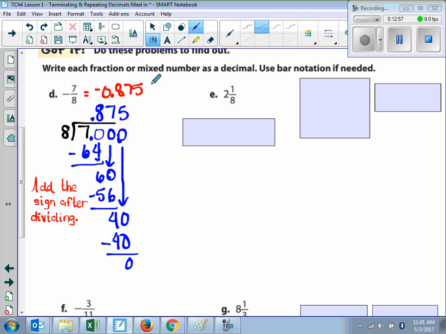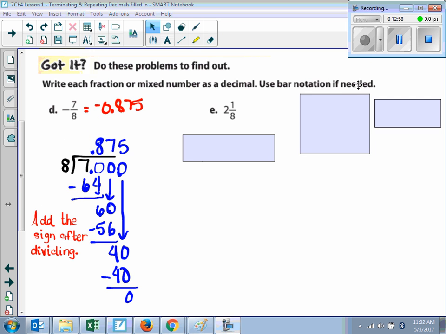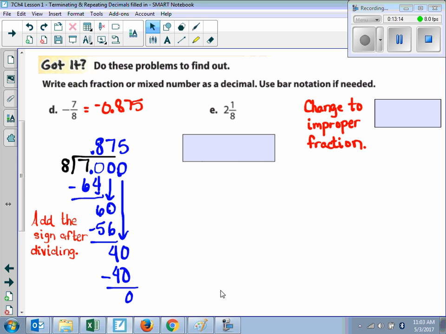So for the next one here, we have 2 1/8. Okay. So for 2 1/8, the way we're going to deal with the mixed numbers is we can change this to an improper fraction. You guys remember how to change a mixed number to an improper fraction? All right. So we have 8 times 2 plus 1, so we have 17/8. So this is what we're going to divide.